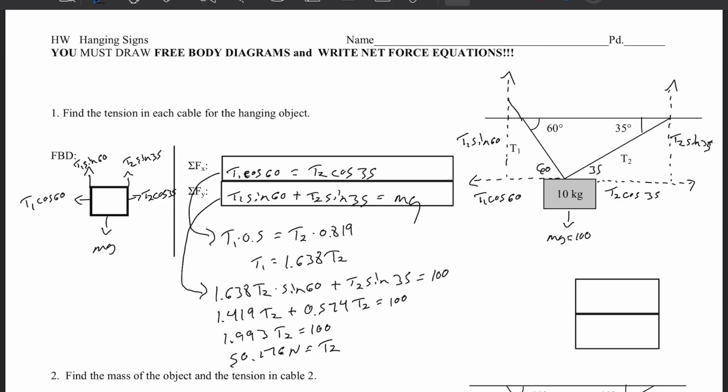Now that we've solved for T2, let's go back to the first equation, where we said T1 is 1.638 T2. Let's just take the 1.638 and multiply by what T2 is, 50.176. That helps us solve for T1, and when I solve for T1, I got 82.188. Those boxes to the right are where we put our solutions. It's what they supplied us on the worksheet, so we can summarize our answers on the right side, with T1 being 82.188 newtons and T2 being 50.176 newtons.